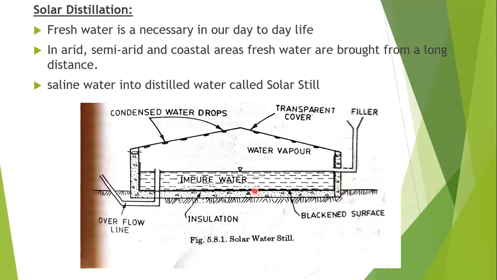Over it there is a transparent airtight cover, which completely encloses the space above the basin. It is in the form of a roof-like shape, like a house roof. The cover is usually made of glass, though it can be made of plastic, and it is sloped towards the collection trough.